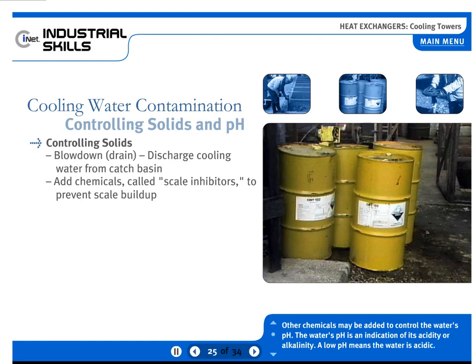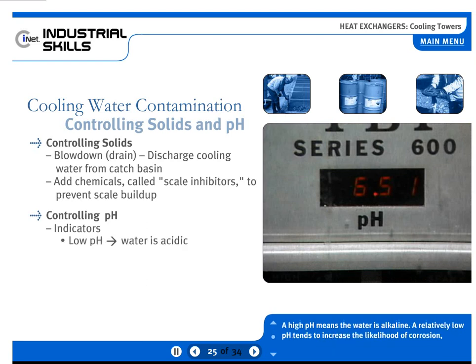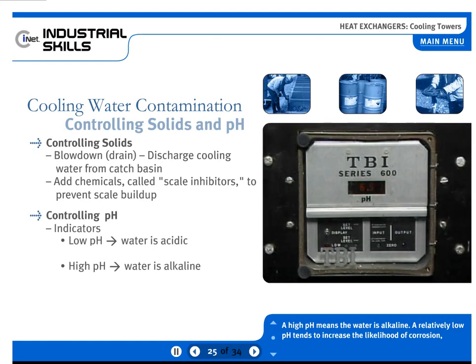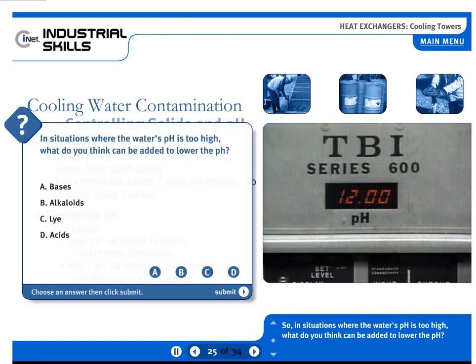Other chemicals may be added to control the water's pH. The water's pH is an indication of its acidity or alkalinity. A low pH means the water is acidic. A high pH means the water is alkaline. A relatively low pH tends to increase the likelihood of corrosion, while a relatively high pH tends to increase the likelihood of scale formation. So, in situations where the water's pH is too high, what do you think can be added to lower the pH?